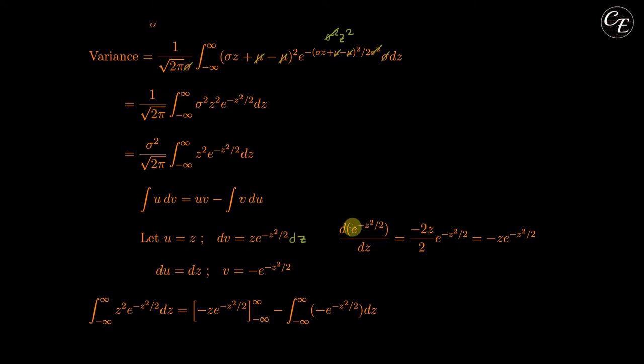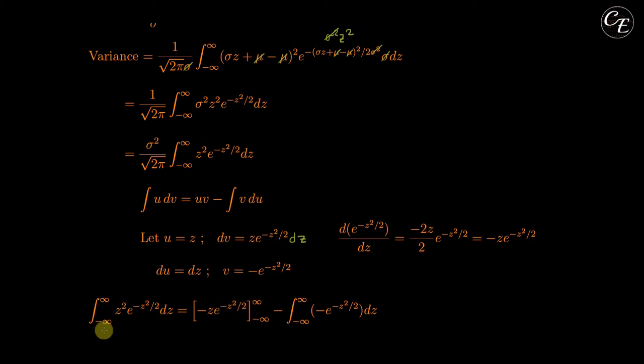So taking note that the derivative of e raised to negative z squared over 2 with respect to z is negative z e raised to negative z squared over 2. And if we compare this one to this one, it is the negative of this one. So the integral of this one is the negative of the integral of this one, which is e raised to negative z squared over 2. Then the integral of u dv is equal to uv, where u is z and v is negative e raised to negative z squared over 2.